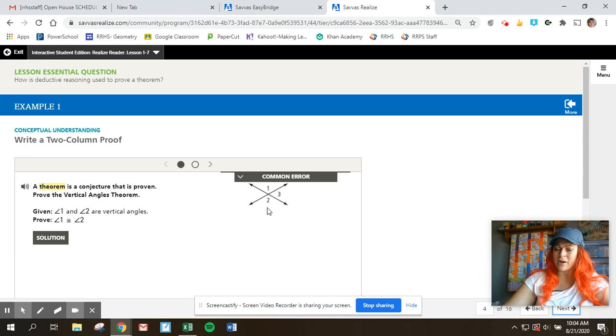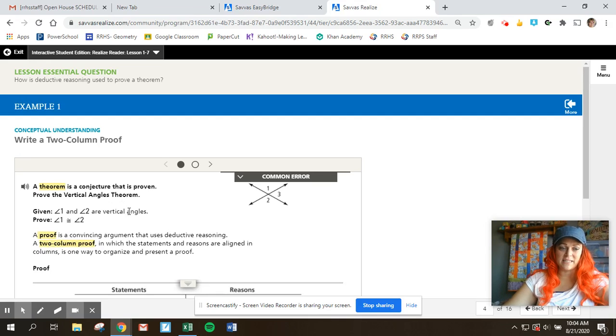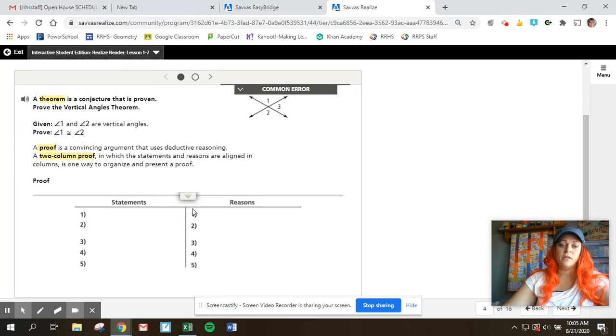Well, I just told you they are congruent by the vertical angles rule or vertical angles theorem, but I can't use that in the proof. So I'm going to walk through this solution with you, and I'm hoping it makes sense. It's a convincing argument. That's what we're doing.